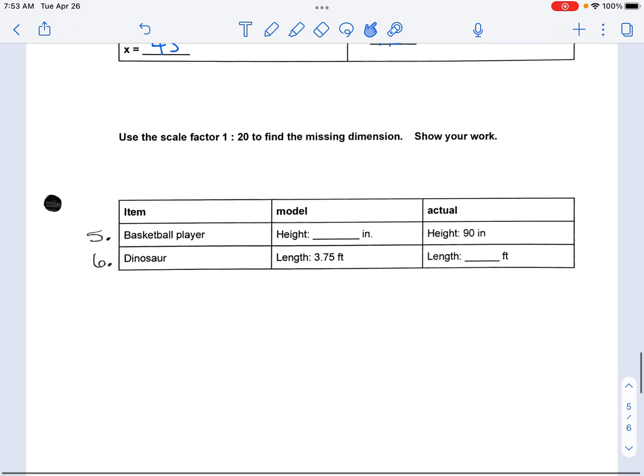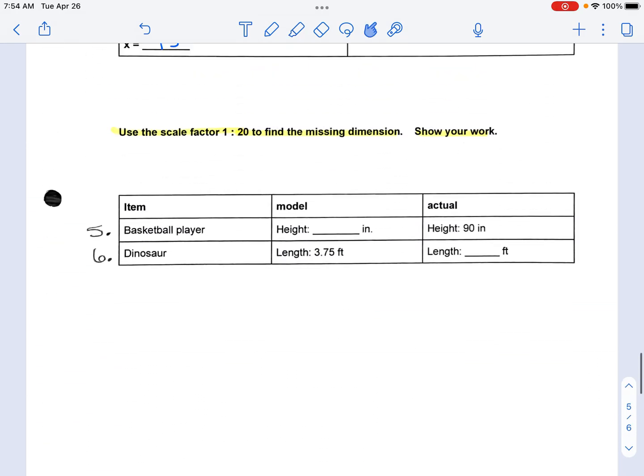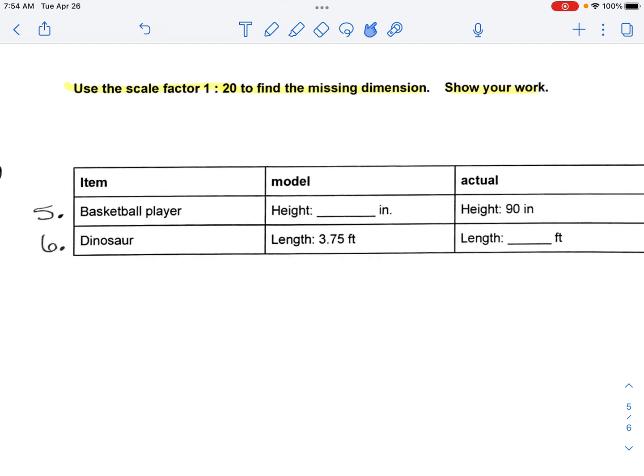Okay, going into scale. Use the scale factor 1 to 20 to find the missing dimension. Show your work. Okay, so we have just these two items. So basketball player. So I'm going to put number 5 down here to organize my work. So it says use the scale factor of 1 to 20. So 1 to 20 would equal X to 90.